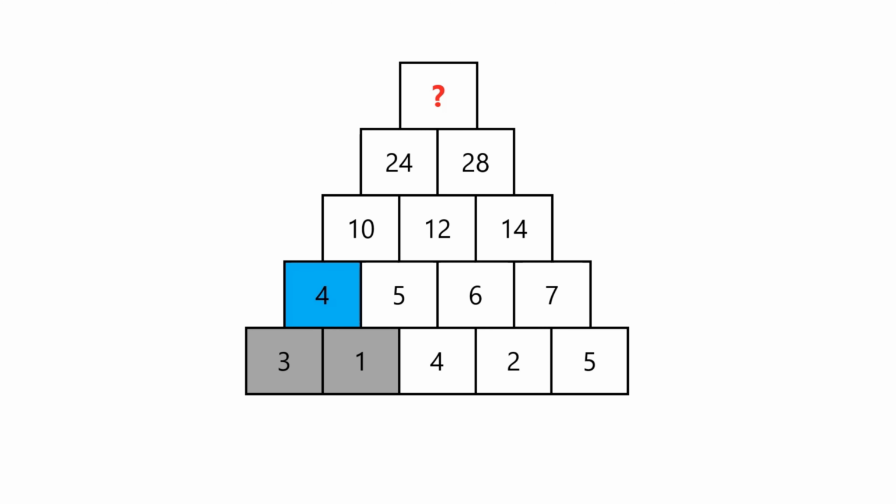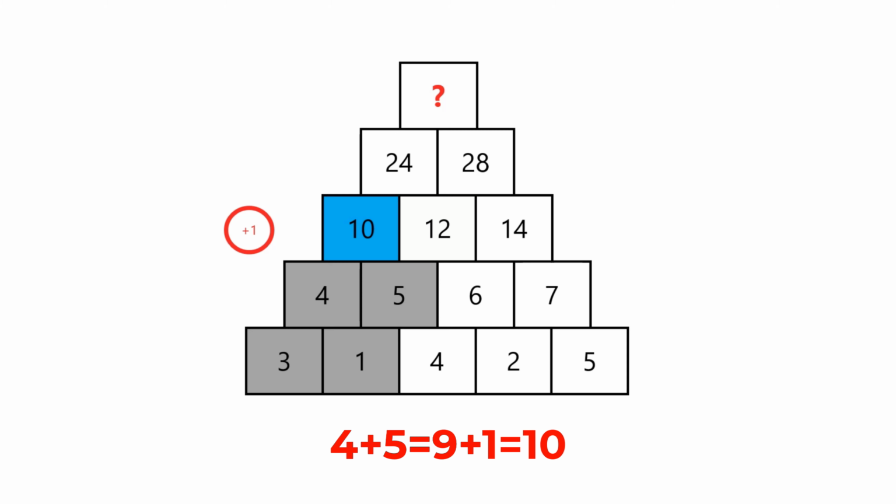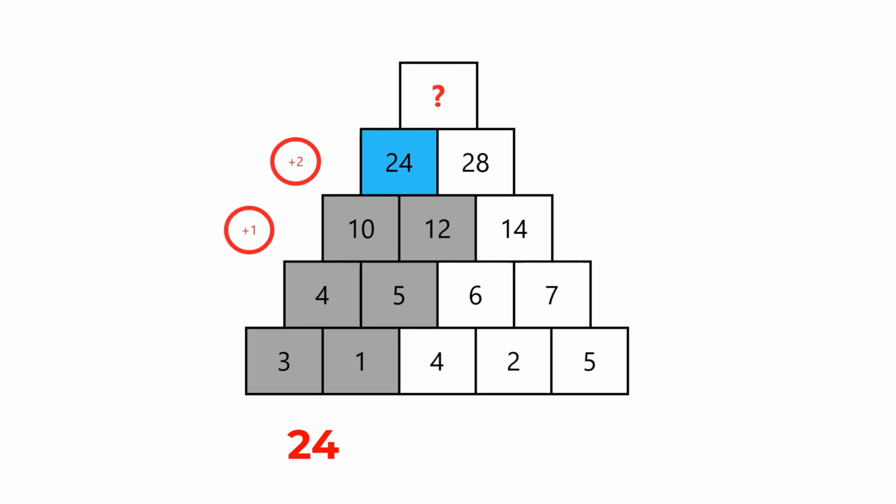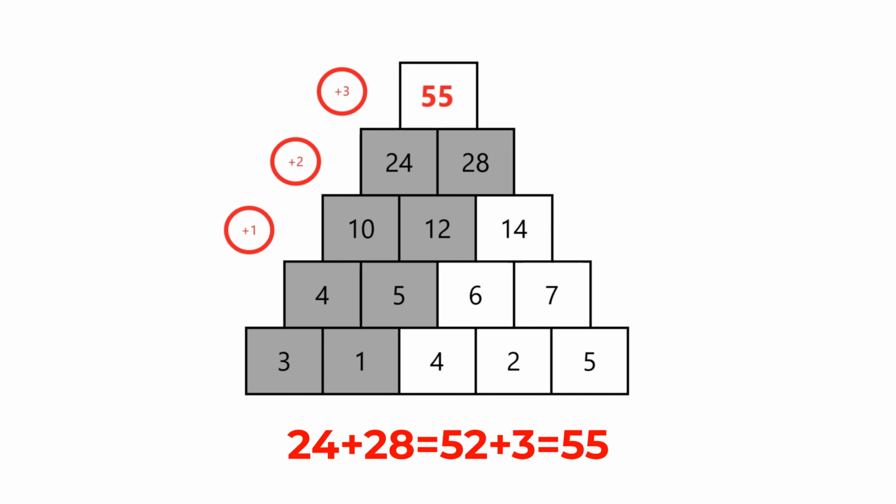If we go from the second row to the third row, you see that the 4 and 5 does not necessarily add up to 10. 4 and 5 adds up to 9, and then you need to increment it by 1. If you go to the next layer, you need to increment it by 2. And then in the final row, you need to increment it by 3. So the correct answer here is choice 55.